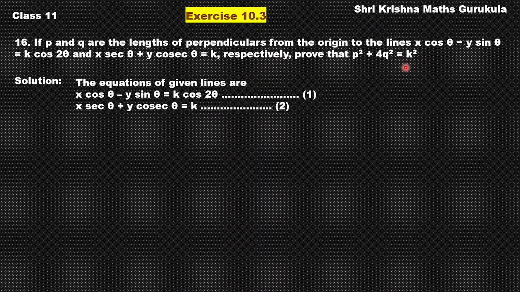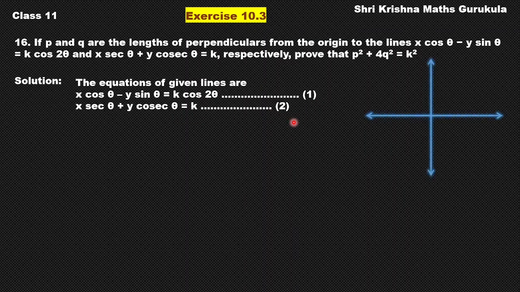First, let us write down the data. I am calling x cos theta minus y sin theta is equal to k cos 2 theta as equation 1. Henceforth, instead of writing the whole thing, I will refer to it as equation 1. Now, I am calling x secant theta plus y cosecant theta is equal to k as equation 2.